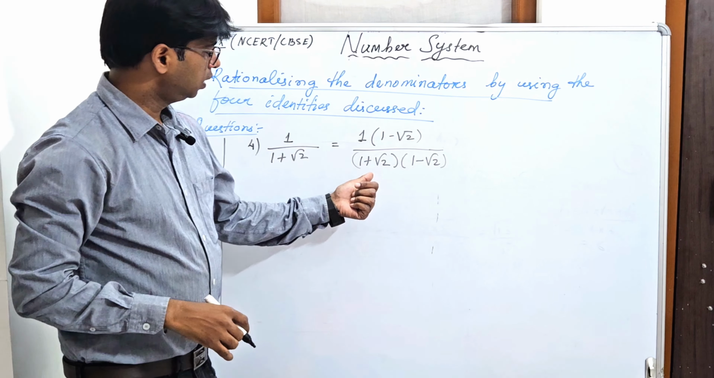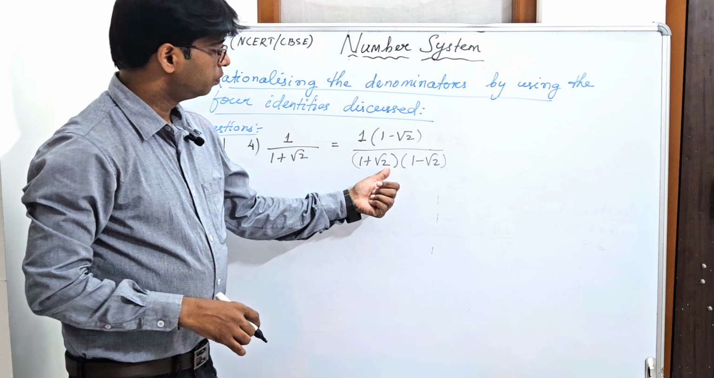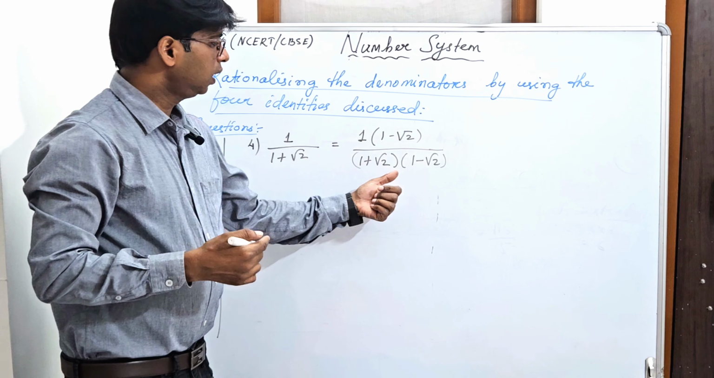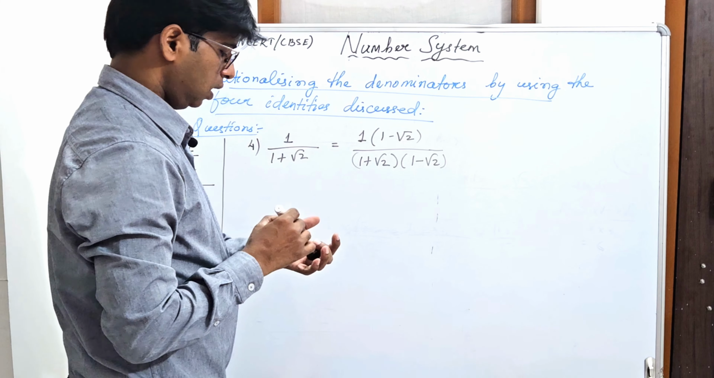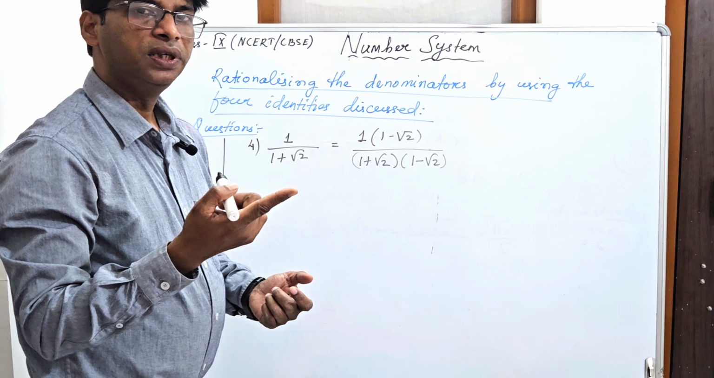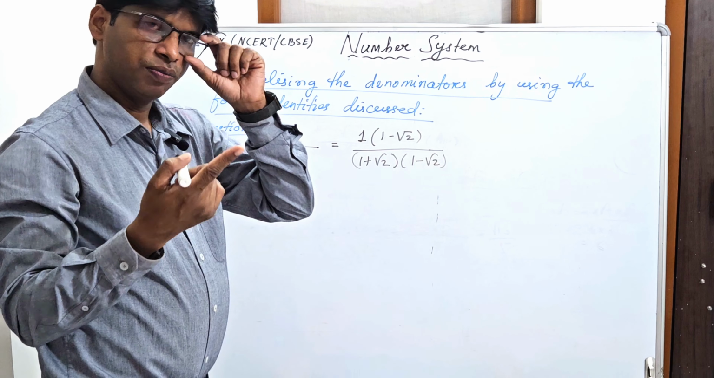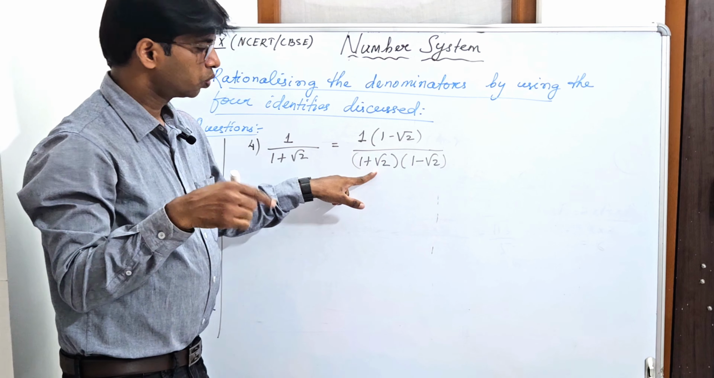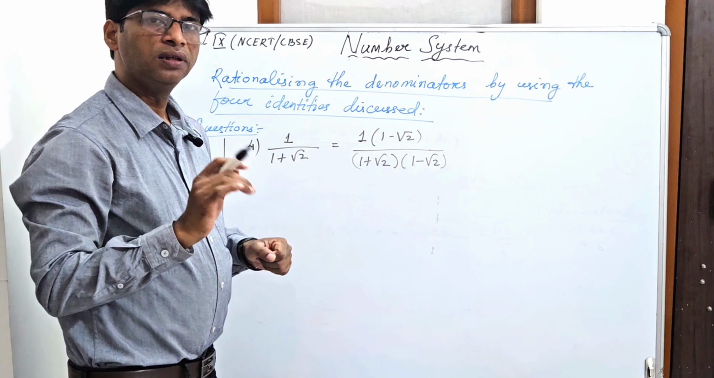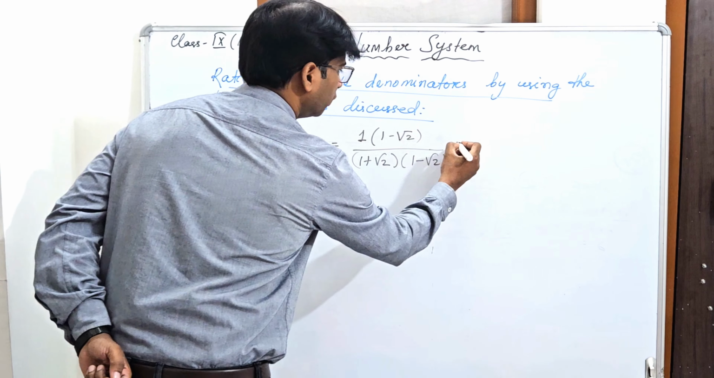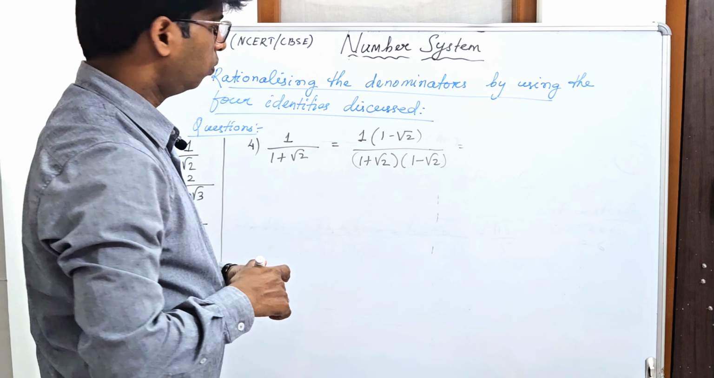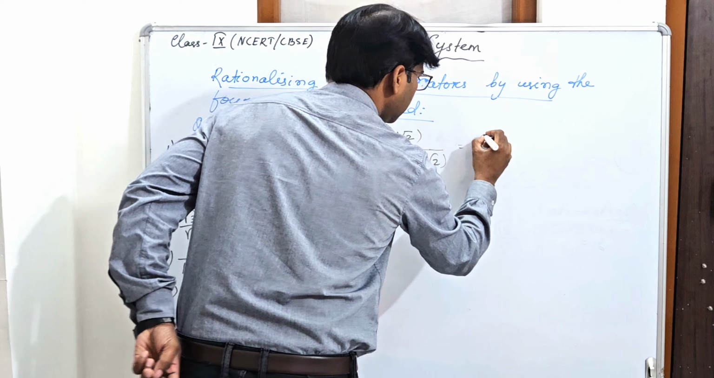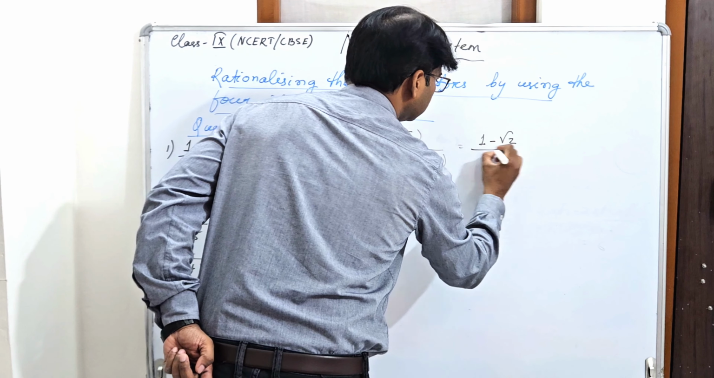Because if you see, this is in A plus B form. We have to multiply A minus B form. Because we know in the fourth identity we have discussed, A plus B whole into A minus B, then it becomes A square minus B square. Because square root means if you square the number, the root sign will vanish. So now, 1 will be multiplied with this 1 minus root 2. So what will it be? It will be simply 1 minus root 2.